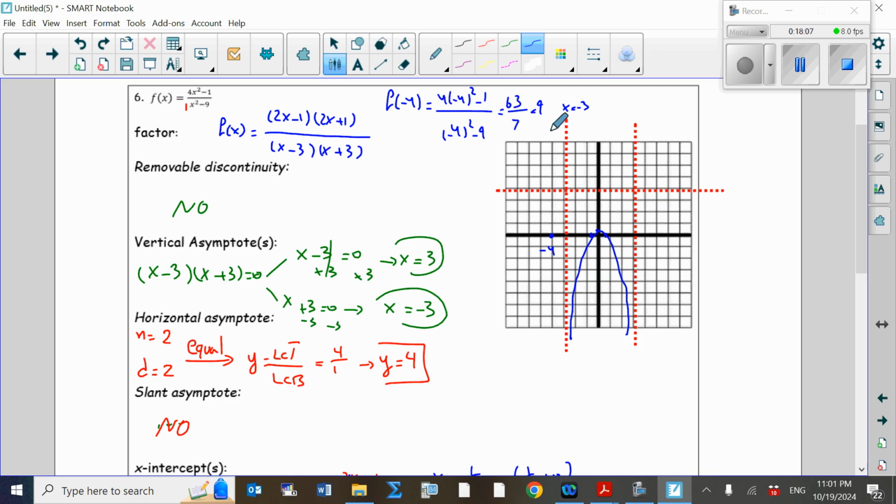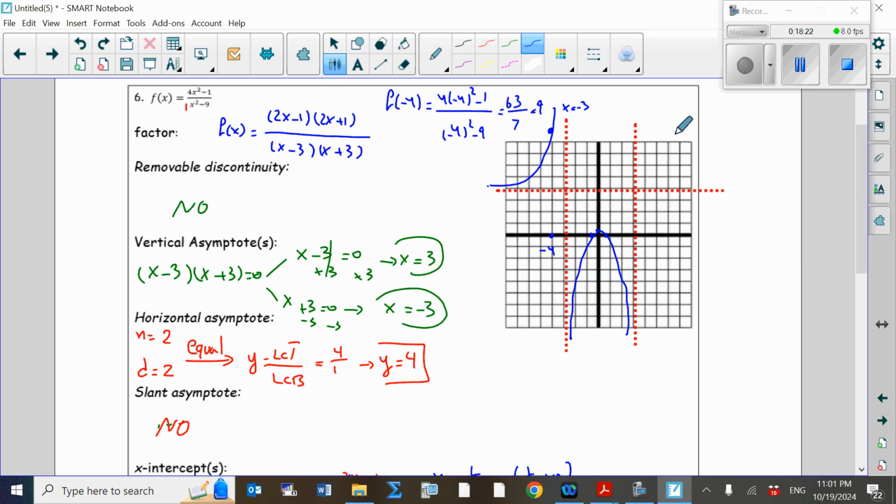That's going to be almost here. So I know that for this part of the graph, the curve is going to be here between these two asymptotes, get close to asymptotes and pass this point. So this is one part.